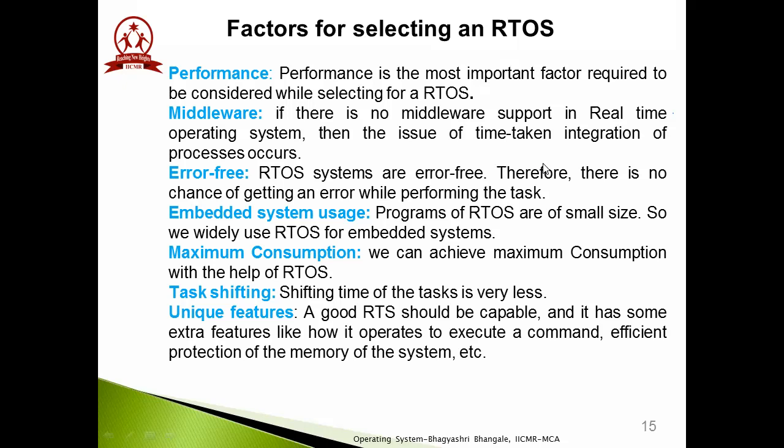Now next is task shifting. The shifting time of the task is very small, because whenever your job or event is performed within a time constraint or deadline, the task shifting time is very small, because all the jobs and tasks are performed on time because of the particular deadline and time duration.